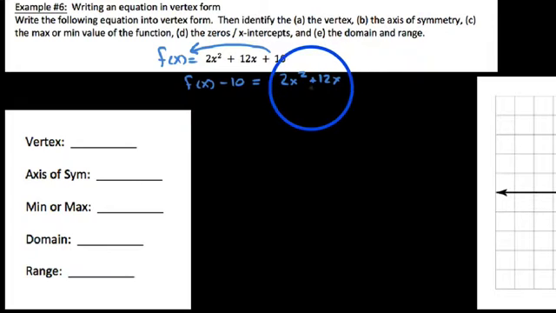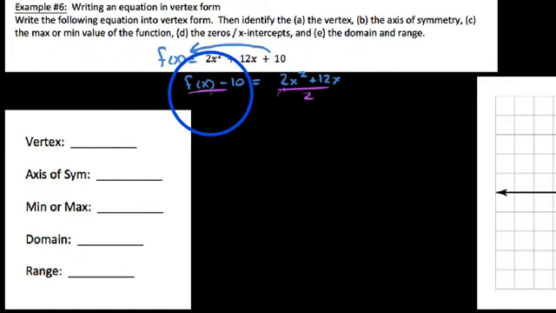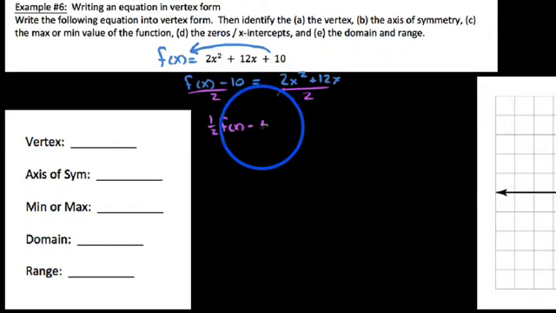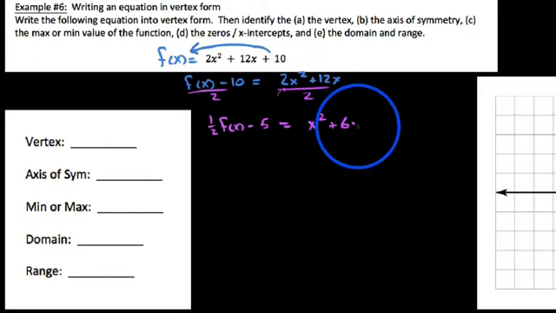The thing we want to do here is, when we complete the square, we need an a value that is equal to 1. So we split everything in half, both sides, keeping that half value. I write 1/2 f of x minus, now 10 divided by 2 is 5. And then on the right side, we would have x squared plus 6x, which are half of these values.